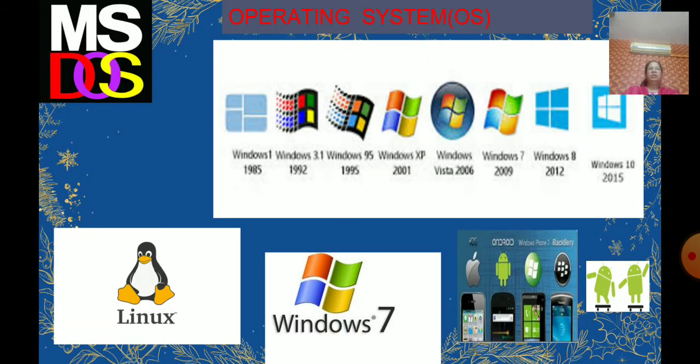Here you can see Windows 1, introduced in 1985, and Windows 3.1, Windows 95. These are all examples of operating systems. Linux, Windows 7, and you can see mobile operating systems also, and MS-DOS, that is Microsoft Disk Operating System. These are all operating systems.